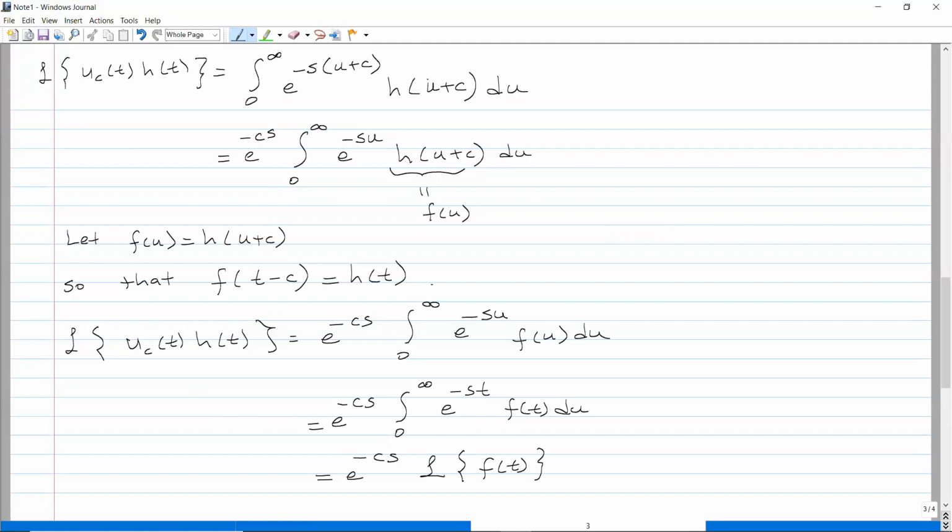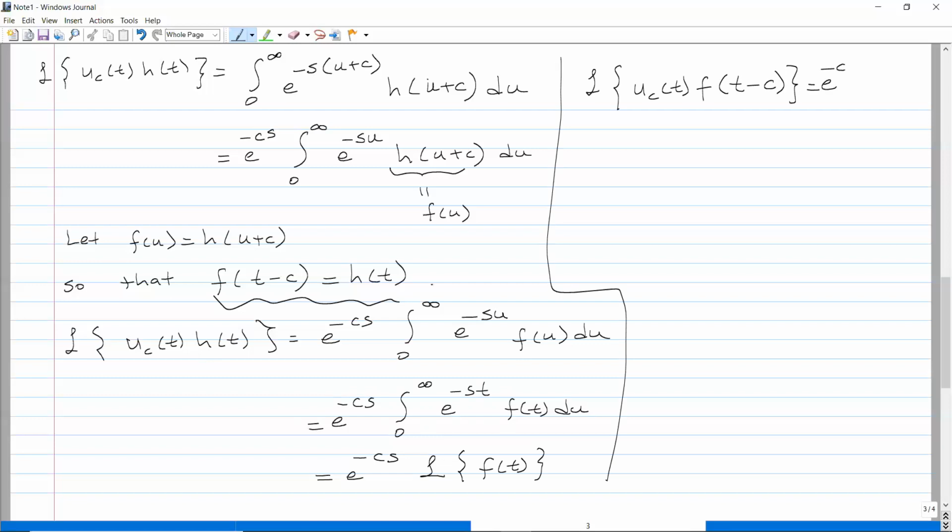Okay, so I'm looking at the Laplace transform of u_c(t) times h(t), and I get e to the minus cs times the Laplace transform of f of t. And f of t is related to h of t, remember, like this. So if I substitute this for h, I have the Laplace transform of the unit step function times f of t minus c. It is e to the minus cs times the Laplace transform of f.